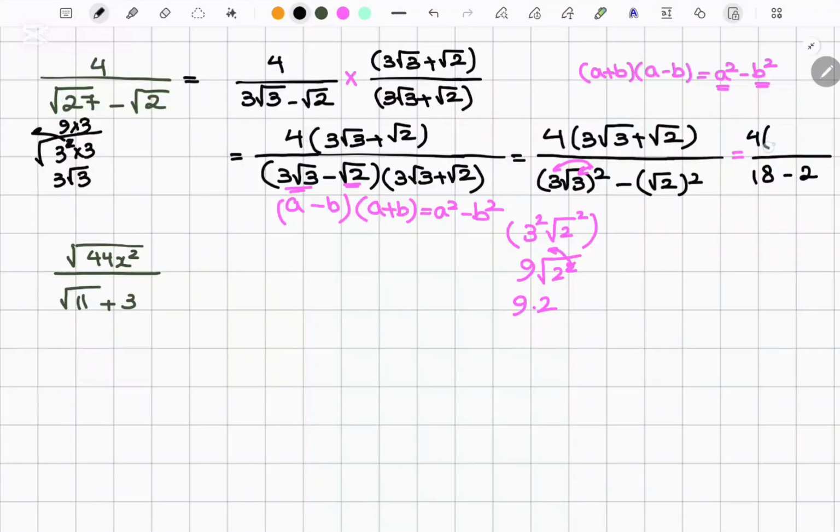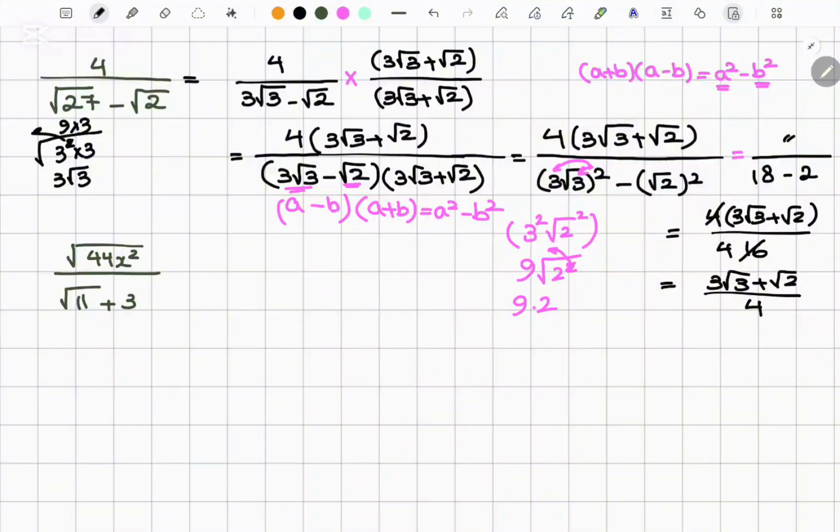And then I will just rewrite what I had on the top. Since I don't have enough space here, I'm just going to put this. So 18 minus 2 is going to be 16. 4 times 3 radical 3 plus radical 2. And then you simplify the 4 and the 16. This is going to be 4. So it's going to be 3 radical 3 plus radical 2 over 4. As you can see, I just removed the radical very easily and I just continued, okay?